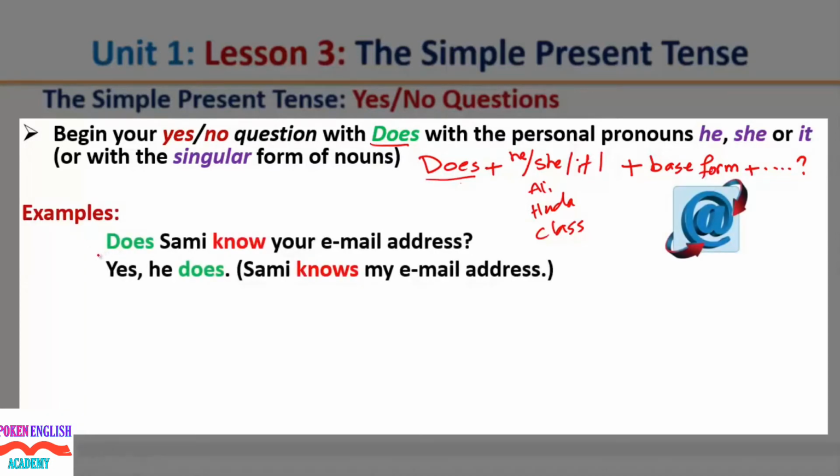Notice here, the question starts with does, then we have a singular noun. After that, we have the base form of the verb. Does Sammy know your email? Can we say, does Sammy knows? No, this is wrong. We have to delete the s. Why? Because the question starts with the verb does. So this is incorrect. Remove the s. Yes, he does. This is the answer. Or we can put an affirmative statement. Sammy knows my email address.